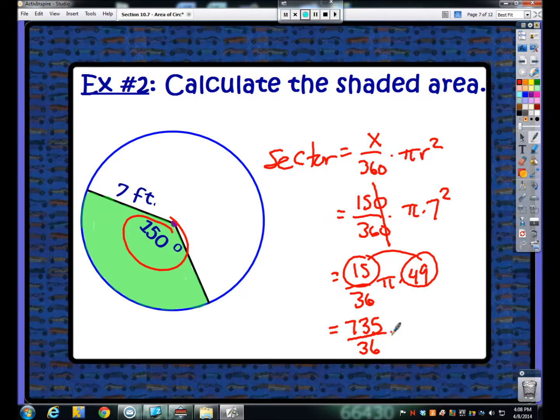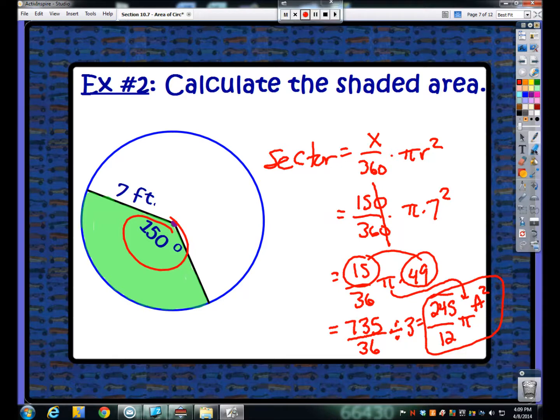We could divide both of these numbers by, hold on here. There we go. Divide both of these by 3, and we'll get 245/12 pi feet squared. That would be my pi answer. And again, most of the time you're just going to leave your answer in terms of pi. Okay? Leave it as pi.